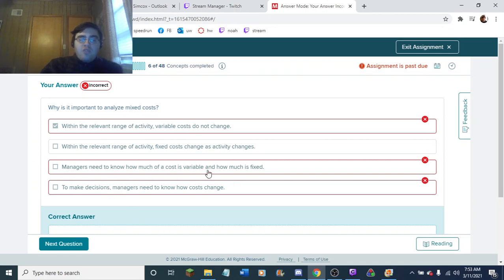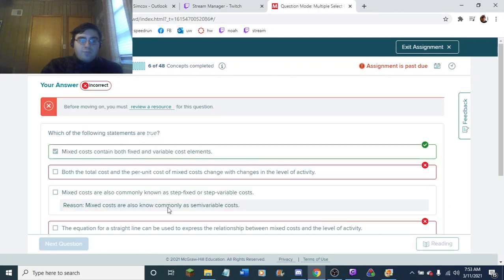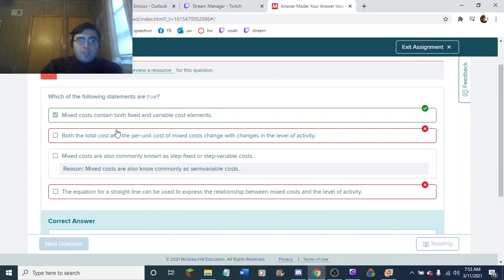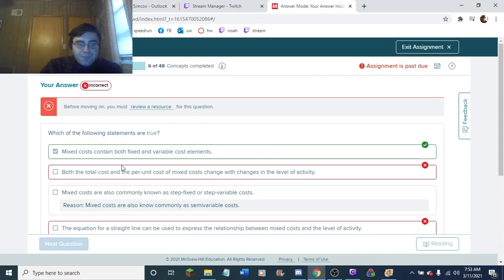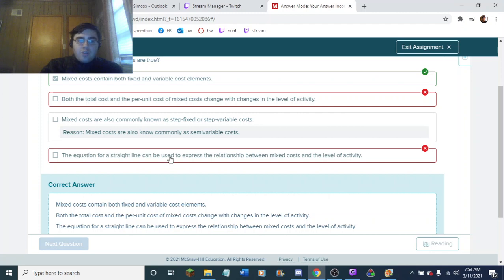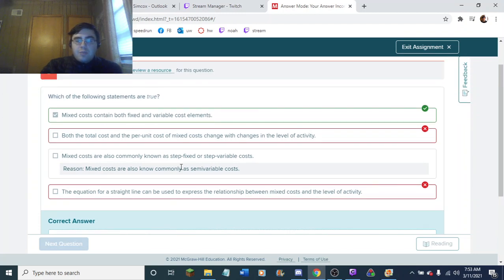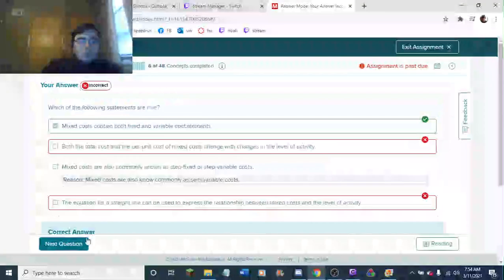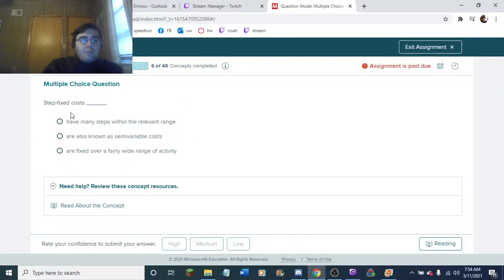Managers need to know how much of a cost is variable and how much is fixed. To make decisions, managers need to know how costs change. Which one is true? I don't know. Okay, so this one is true, and also this one and this one. So this one is not true. Mixed costs are not known as step costs. They're known as semi-variable costs. Mixed costs contain both fixed and variable components. Both the total cost and the per unit cost of mixed costs change, and the equation for a straight line can be used to express the relationship between mixed costs and level of activity. Awesome. Step fixed costs.